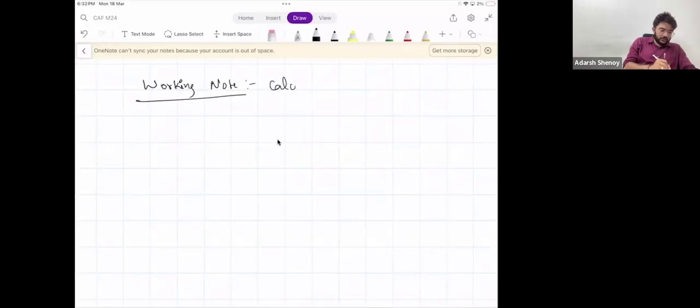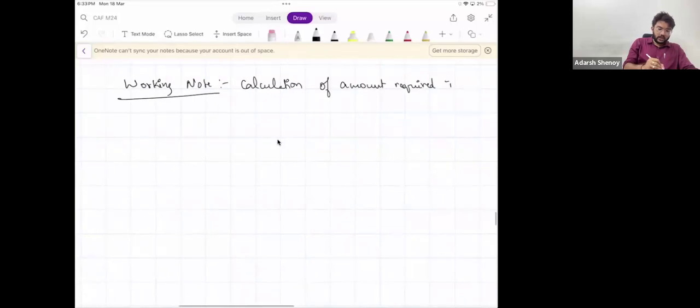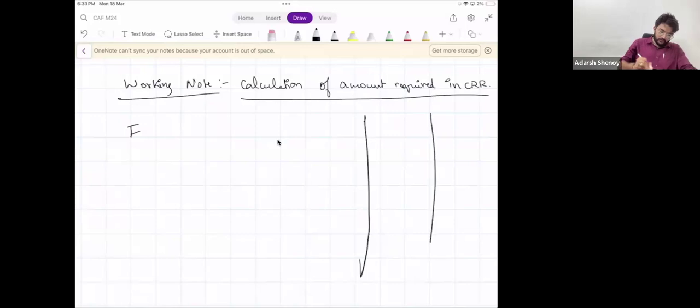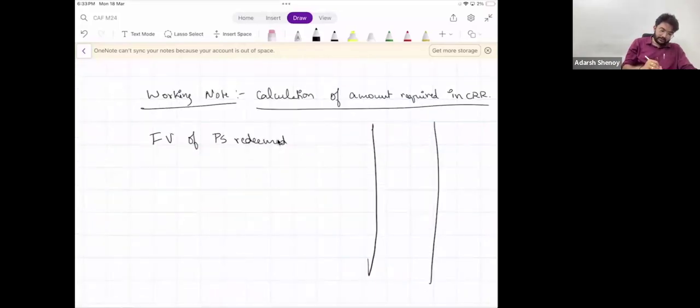Working note, calculation of amount required in CRR. First, face value of preference shares redeemed. What is the face value of the preference shares redeemed? 100 into 50,000, 50 lakhs.